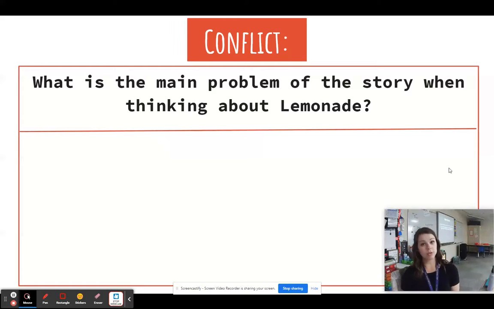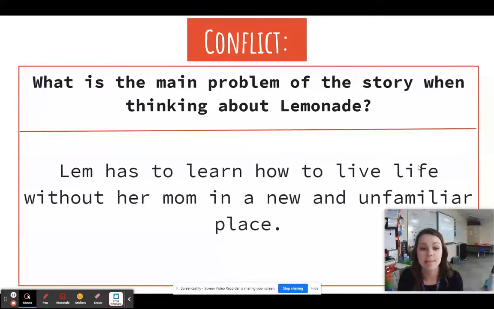The hard part with doing a whole novel plot pyramid is we want to put as much information in as possible. However, the reality is there's a lot of information we're going to leave out because we're just talking about the main conflict and then we're plotting based off of that. So when we think of the main problem of Lemons, we want to think about what is the biggest problem. And when we identify that, we're able to say that Lem has to learn how to live life without her mom in a new and unfamiliar place. That's been the problem since the get-go.